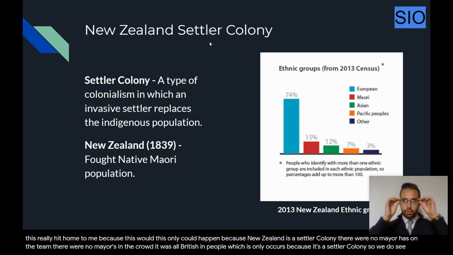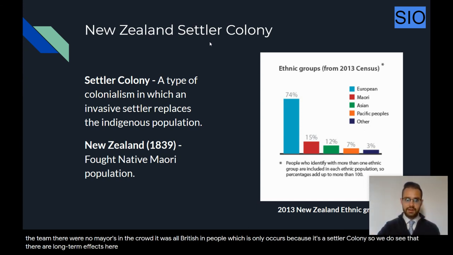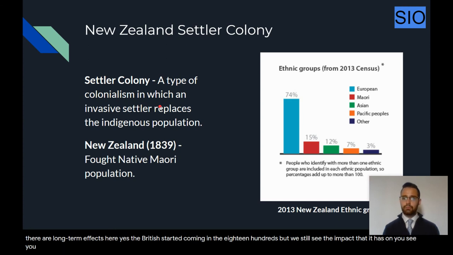So we do see that there are long-term effects here. Yes, the British started coming in the 1800s, but we still see the impact that it has on New Zealand today, both with the demographics and the culture that happens to be there. Because certainly the Maoris were not playing cricket. That was something that was introduced to them by the British.